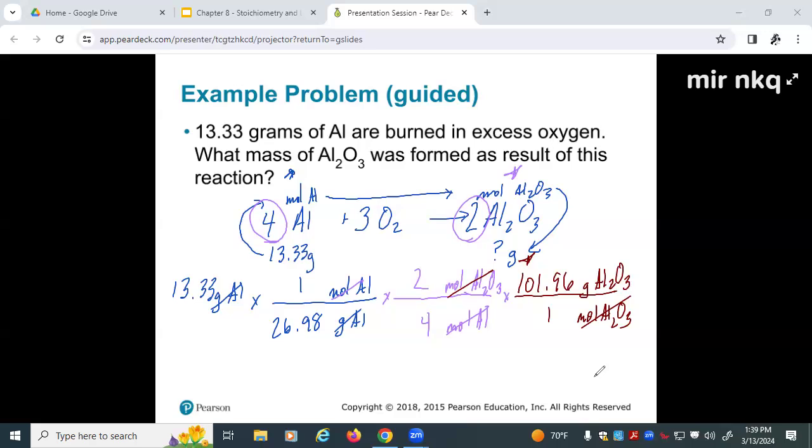So I've got my 3 calculation steps here. Now I just need to do the numbers. Multiply everything in the numerator, divide everything in the denominator. So 13.33 multiplied by 2, multiplied by 101.96, divided by 26.98, and divided by 4. How many digits do I need to have?